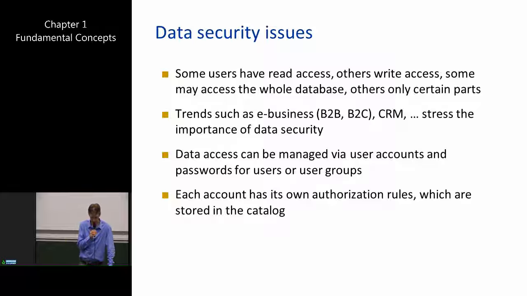And the data security can again be managed in various ways. It can be managed via user accounts and passwords for users or user groups. All of that are again examples of metadata and actually integrity rules. The integrity rule can also specify what user or what user group has access to what types of information. So each user account will have its own authorization rules, which will be again stored in the catalog. So the DBMS also needs to foresee those facilities for managing data security.